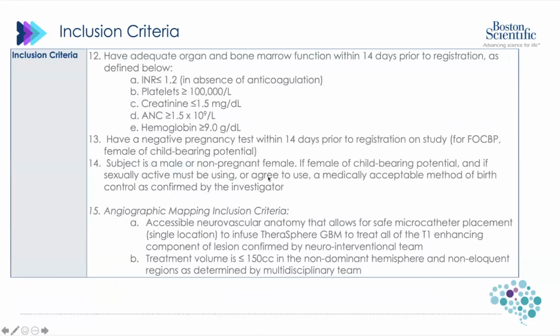And most importantly, on angiographic mapping with CT perfusion, we have to decide that the neurovascular anatomy is going to allow for safe microcatheter placement in a single location. We talk about that internal carotid artery, MCA, and we have to be able to infuse a TheraSphere to treat all of that contrast enhancing component by our neurointerventional team.